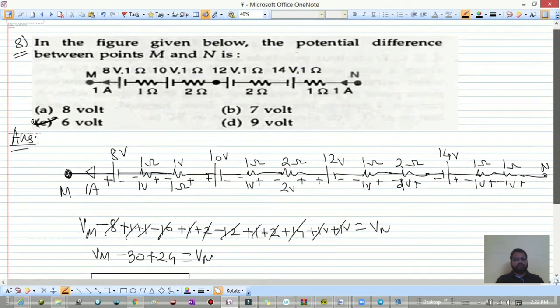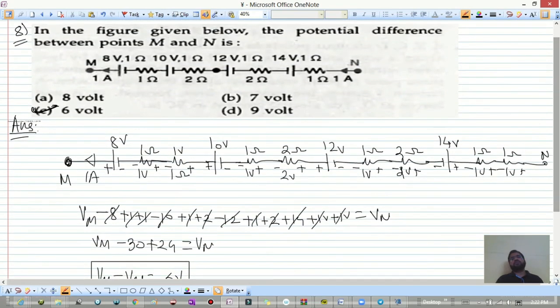So you can solve this type of questions by following the two steps only. One is mark all the polarities, right? Mark all the polarities and go from point A to point B, right? And apply Ohm's law. Obviously you have to apply Ohm's law at each and every element.